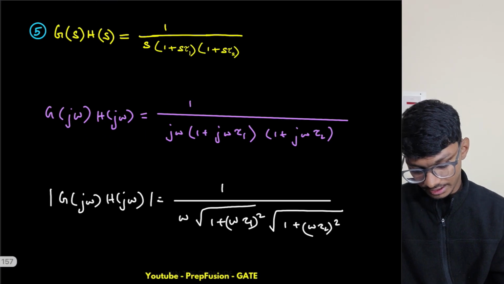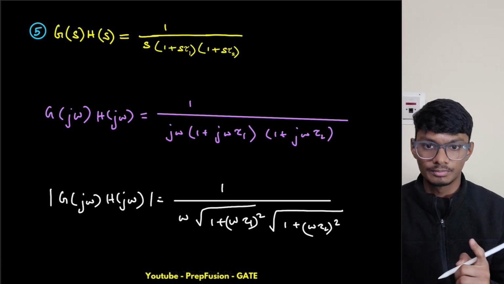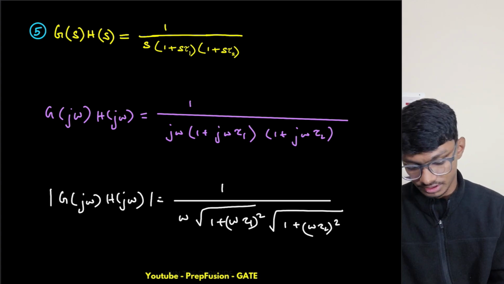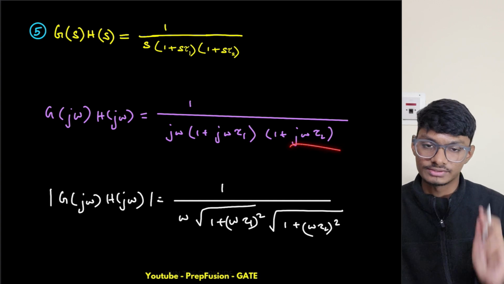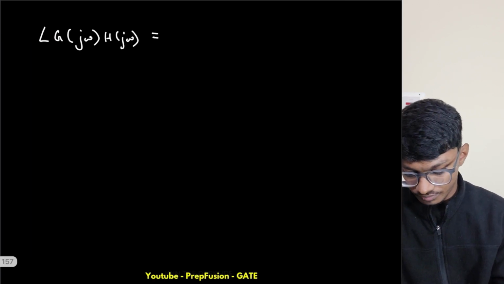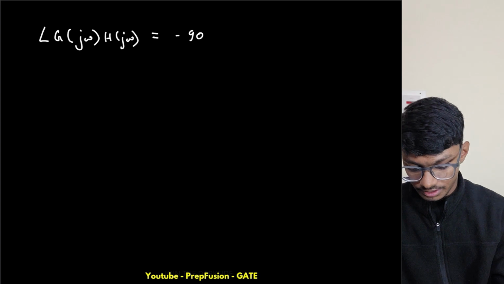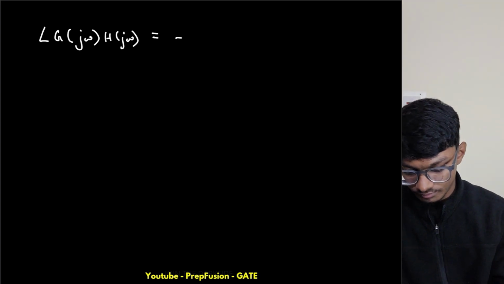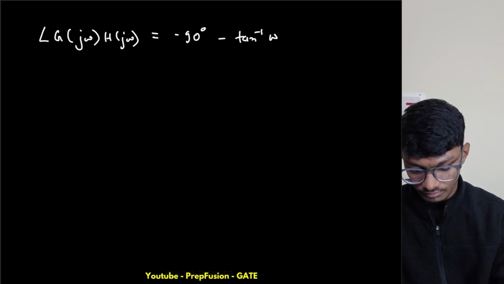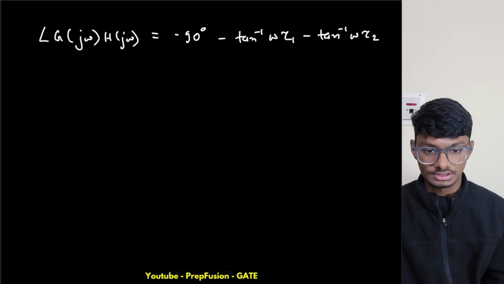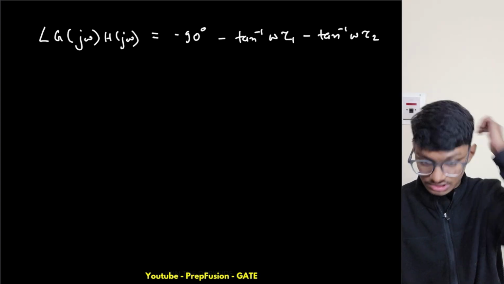Now what is the angle? The j omega term will contribute 90, but it is in the denominator, so it is minus 90. And the other terms will also contribute minus: tan inverse omega tau 1 and tan inverse omega tau 2. So the angle is minus 90 minus tan inverse omega tau 1 minus tan inverse omega tau 2. This is my phase.